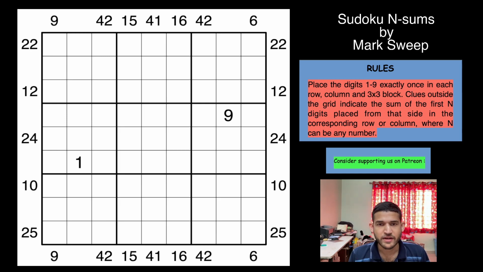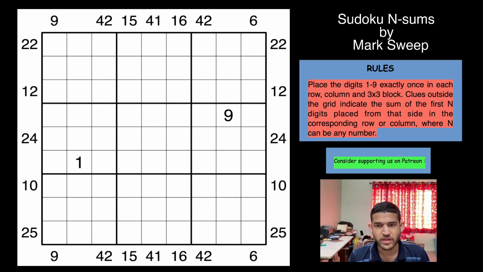Okay, rules are, just a second. Okay, place the digits 1 to 9 exactly once in each row, column and 3 by 3 block. So standard Sudoku rules. Apart from that, clues outside the grid indicate the sum of the first n digits placed from that side in the corresponding row or column, where n can be any number.